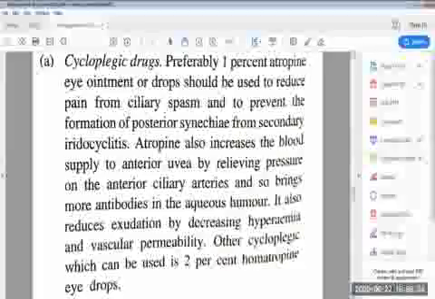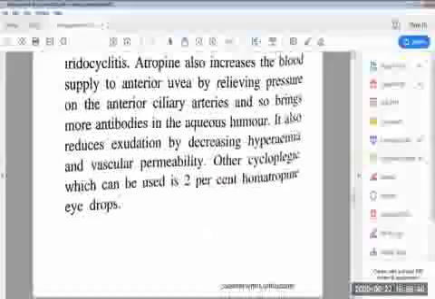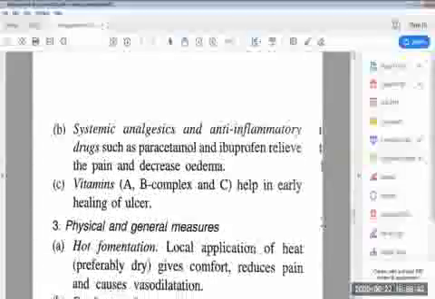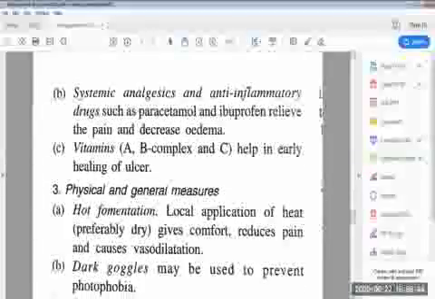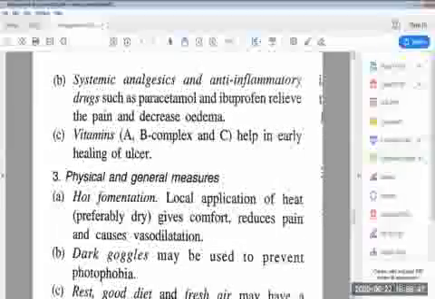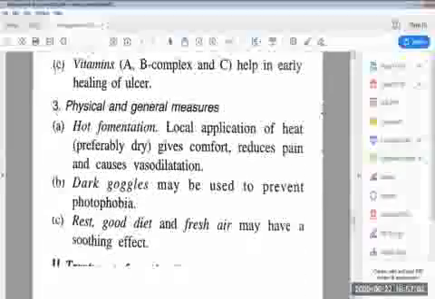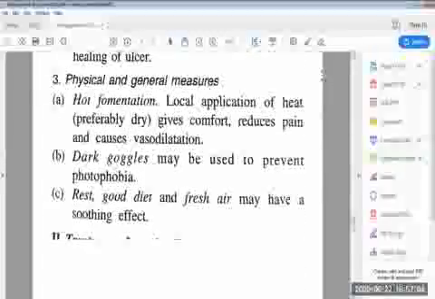Other cycloplegics other than the atropine, which can be used in 2%, are homatropine eye drops. Then next is the systemic analgesics and anti-inflammatory drugs such as paracetamol and ibuprofen, which relieve the pain and decrease edema. Then vitamins, vitamin A, vitamin B complex and vitamin C, they all help in the early healing of ulcer. And then next is the physical and general measures.